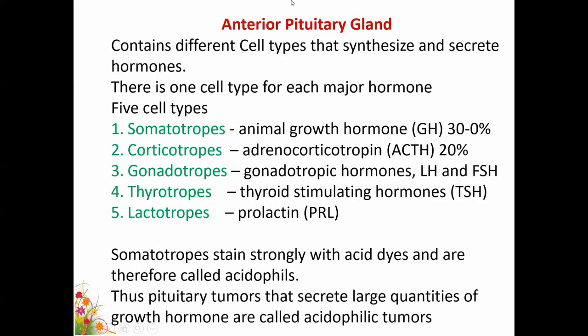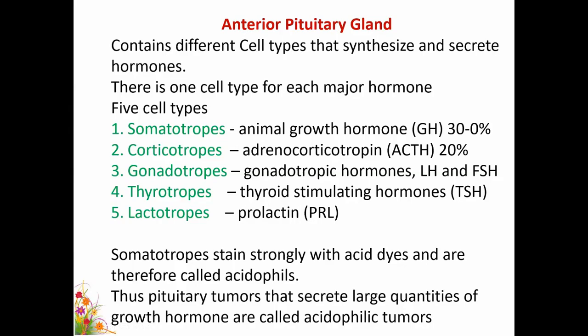So these are the cells. The anterior pituitary gland consists of different types of cells that synthesize and secrete the hormones. So these are some of the main cell types: somatotrophs, corticotrophs, gonadotrophs, thyrotrophs, and lactotrophs. Okay, you can easily remember the names of these cells and the hormones which they secrete. The growth hormone also can be called somatotrophin, and it is produced by somatotrophs.